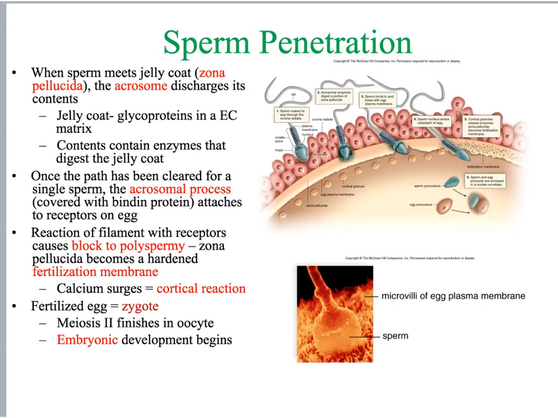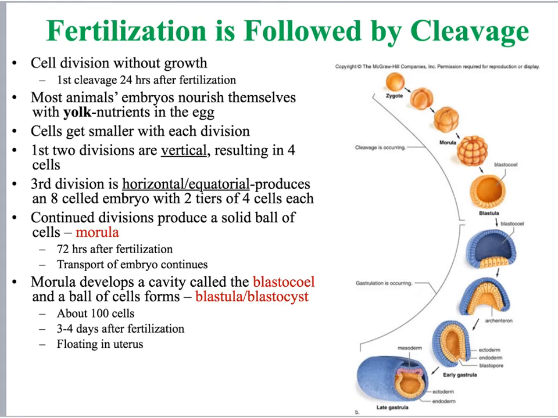Once we have fertilization, we have ourselves a zygote, then division and embryonic development start to occur. Fertilization is followed by a process called cleavage, and all cleavage means is cell division without growth. That means that the developing conceptus stays the same tiny size, and if it's forming more cells, then each cell gets continually smaller with each division. Most animals' embryos nourish themselves with yolk or nutrients in the egg, but humans don't have much yolk and certainly not enough nutrients for the developing embryo to survive. Instead, the human embryo has to survive on cytoplasmic components.